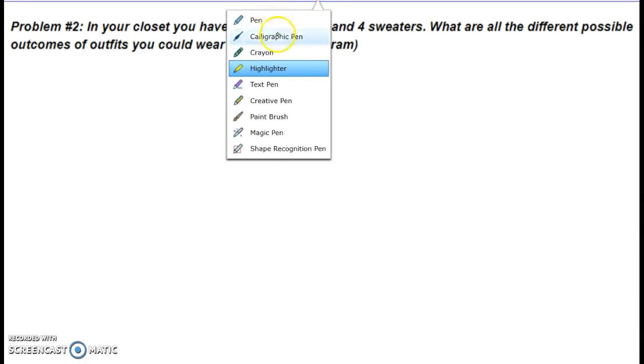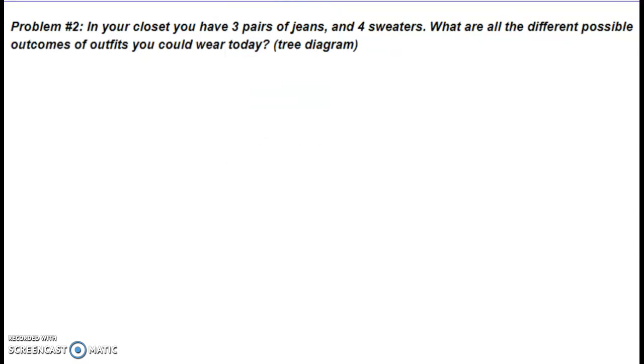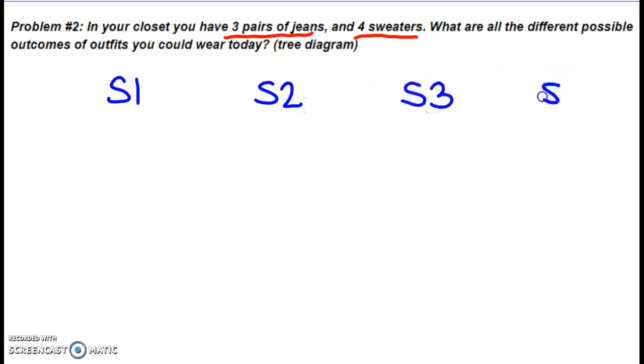So a tree diagram, when you're all done, has lots of different branches that all connect to each other. We're going to start, and you can always choose where to start, but I usually like to start with the bigger number, because then my tree gets smaller and smaller as we go. So I'm going to start with the 4 sweaters that I have, and you're just going to list them. I'm going to use the letter S for sweater and call them sweater 1, sweater 2, sweater 3, and sweater 4.